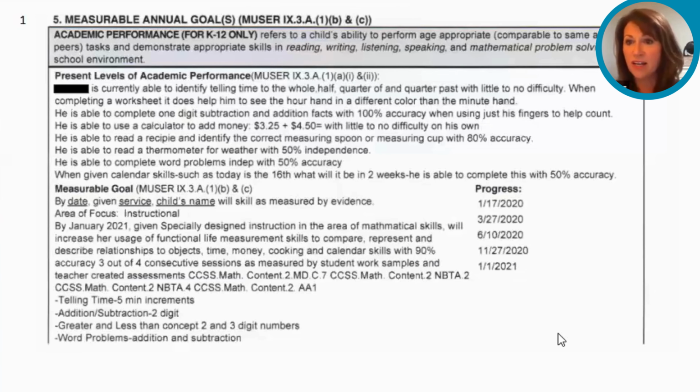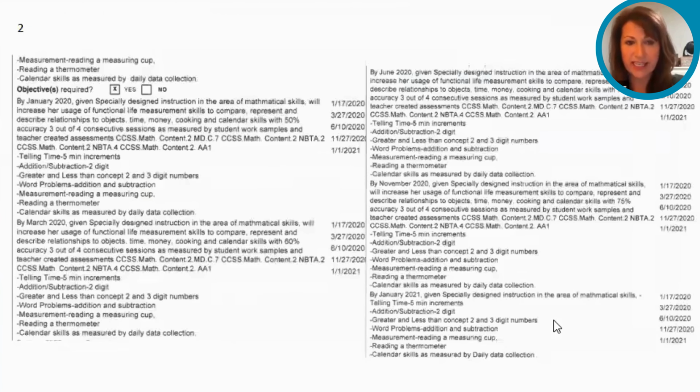That's a really long goal, but it's very specific, and we're going to talk about this as we go on. Over to the right, as I mentioned, are the progress dates. Those are the dates that this goal will be reviewed, and the person responsible for delivering the specially designed instruction will make their progress notes. Here are the objectives. We have that main goal, and then here are the objectives. The objective by January of 2020, I'm not going to read the whole thing, then March, and it goes on, and it correlates with all of the progress dates.